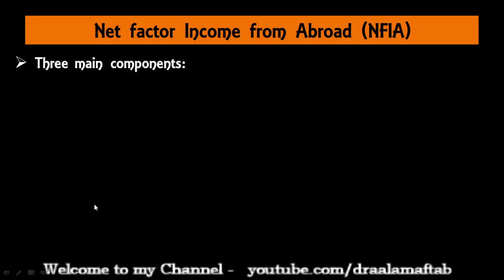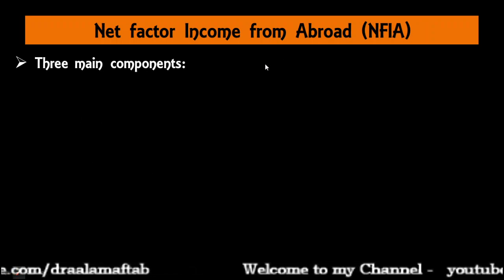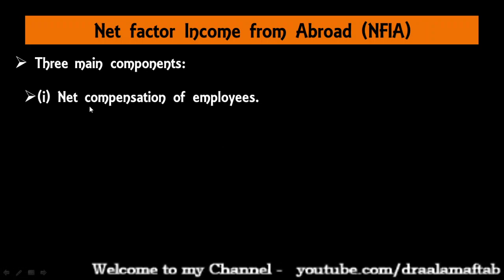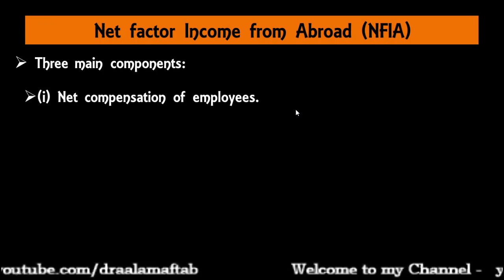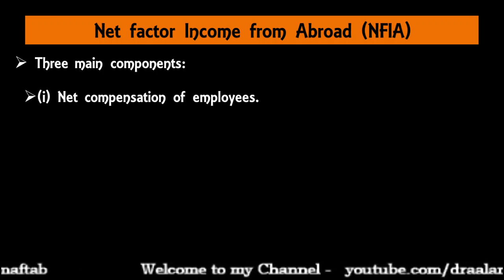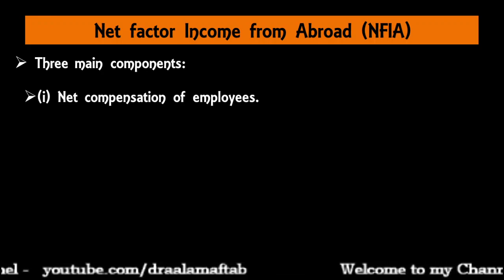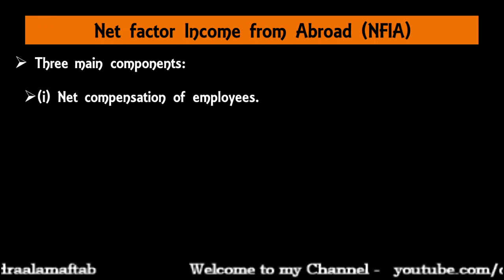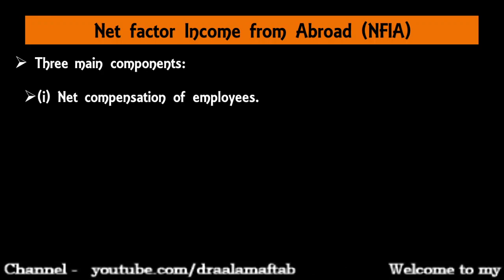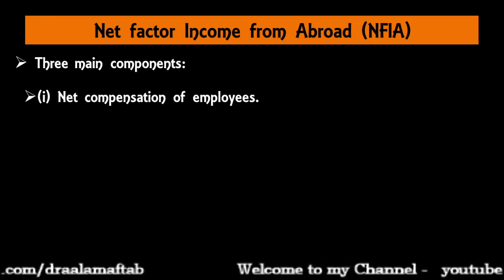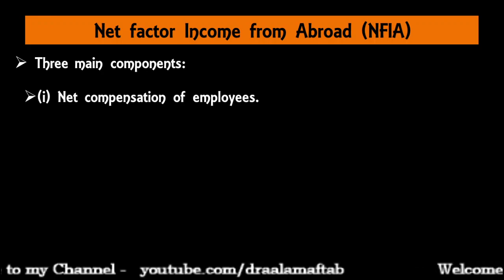So what are the components? There are three main components of net factor income. The first one is net compensation of employees, that is wages and salaries earned by the residents working abroad, say Indians working abroad and getting wages and salaries. So to get the net value, you have to deduct the income earned by foreigners in India from the income earned by Indians abroad. You will get net compensation of employees.